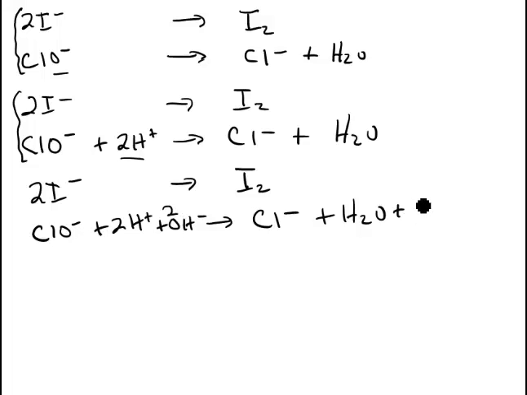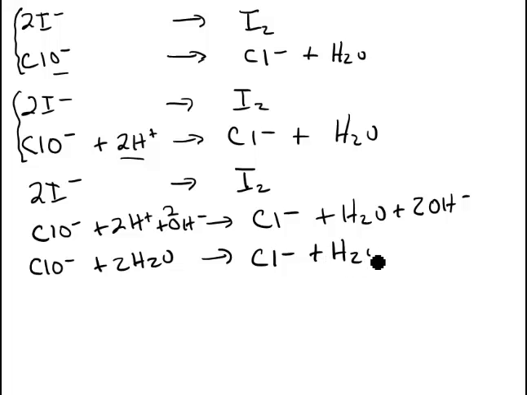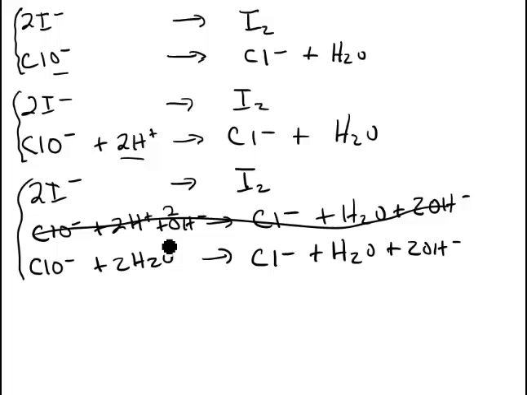I should have drawn in. Got to add on both sides in this case. 2 OH minus to both sides of the equation to keep that balance. And then we can gather and make water. So ClO minus, this makes 2 waters. Gives us Cl minus over here plus H2O plus 2 OHs on this side. Now the last step, so that's another step, and I'll just draw a line through there saying that this is now what we have to deal with.